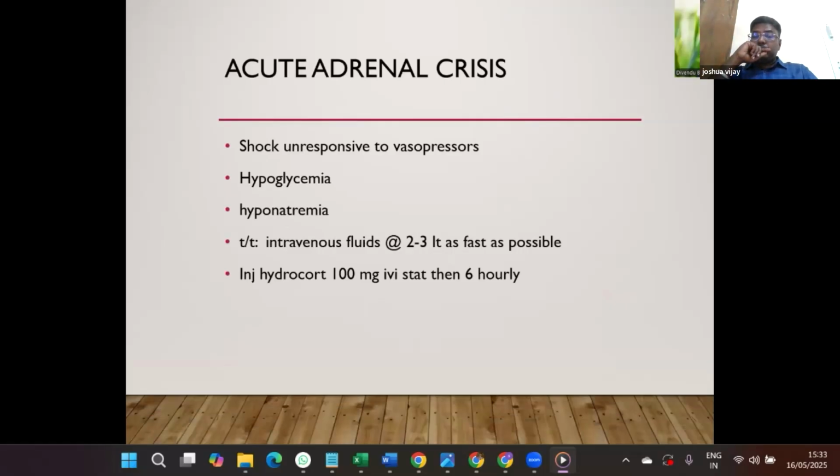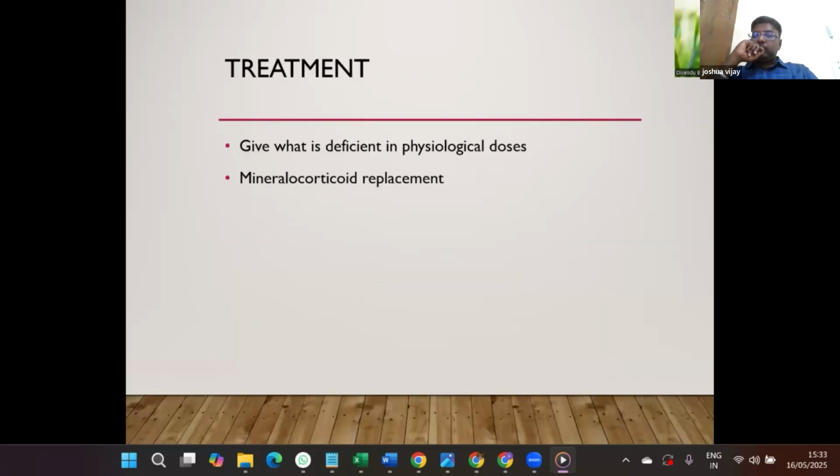So as I have told you, acute adrenal insufficiency presents with shock responsive to vasopressors, associated with hypoglycemia, hyponatremia, and hyperkalemia. Treatment is intravenous fluids, 2 to 3 liters as fast as possible, along with injection hydrocortisone 100 milligram IV stat, followed by 6 hourly.